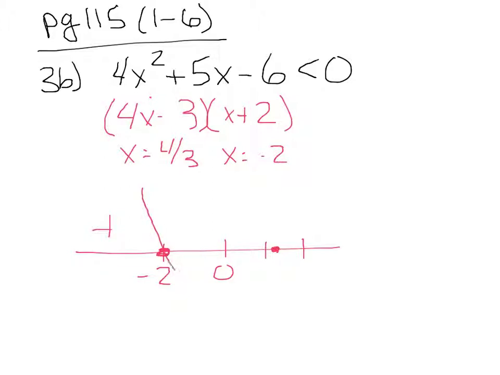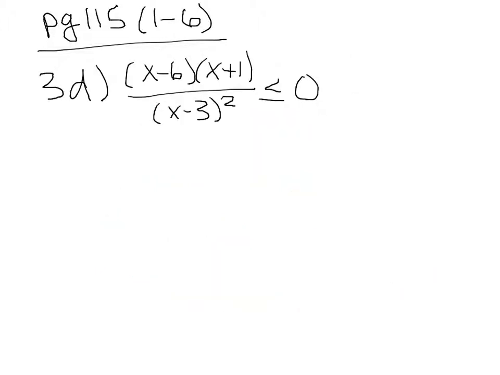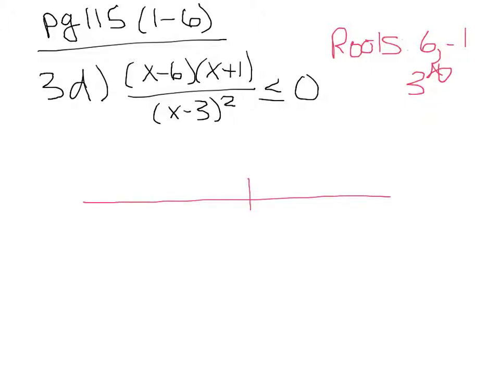Okay. Positive, right? This is going to be a parabola. Negative, positive. So it's negative between them. Okay, so this one, our roots are 6 and negative 1, and then we know something crazy happens at 3. So this is a little bit different.